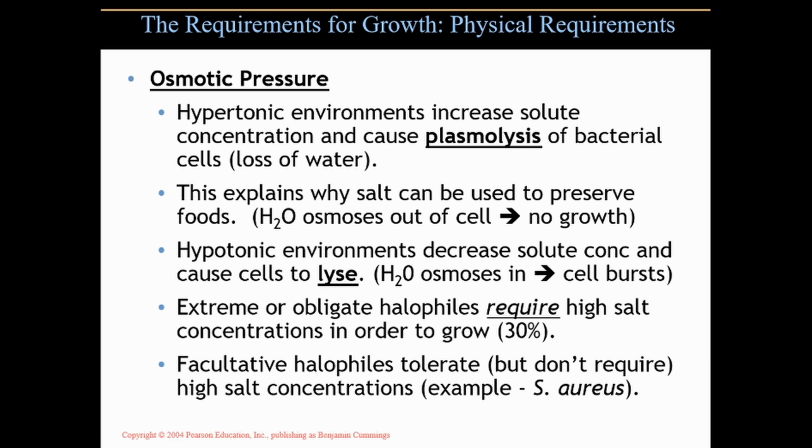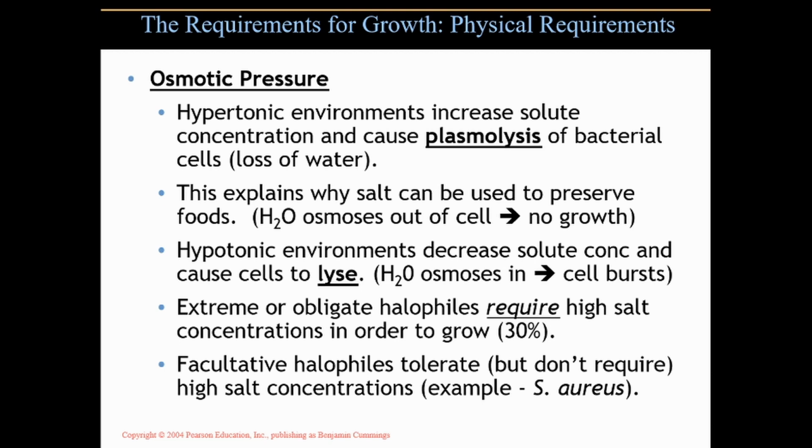Extreme or obligate halophils require high salt concentration in order to grow. Obligate means they're obligated to be in a salty environment. The prefix halo refers to the halogens, which refers to the salts on the periodic table, and phil means to love. So they are obligated to love salt, basically. They need a salt concentration of about 30%, which is approximately 10 times saltier than ocean water.